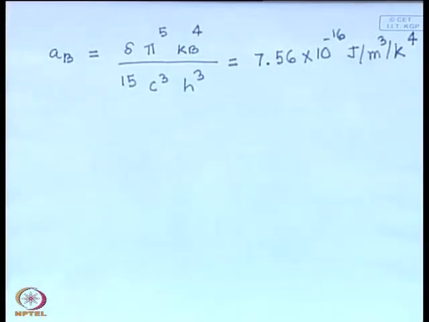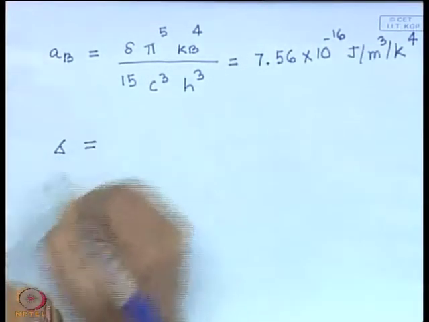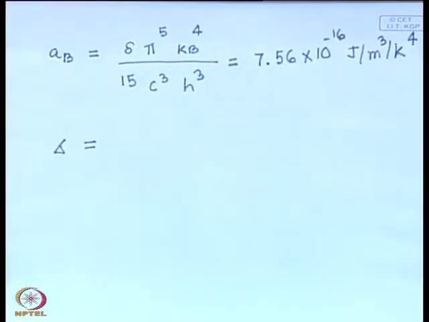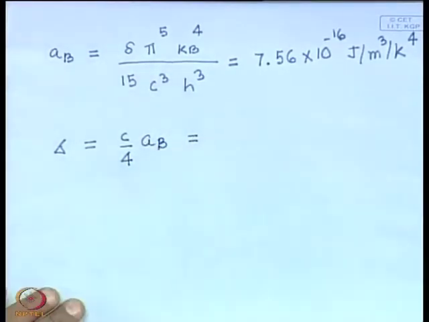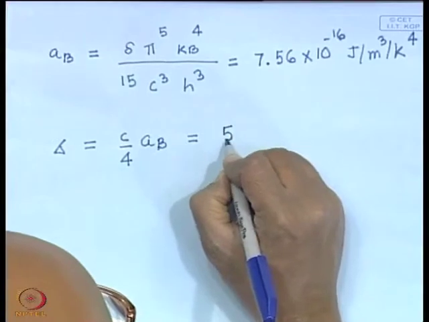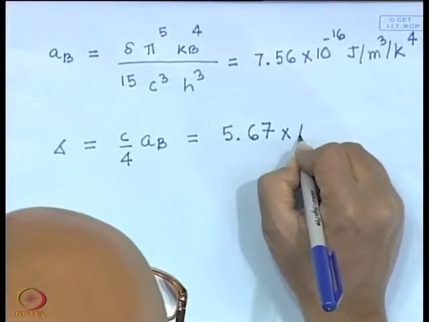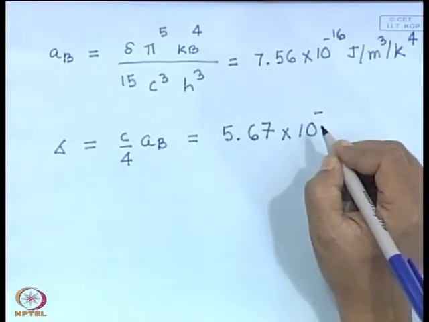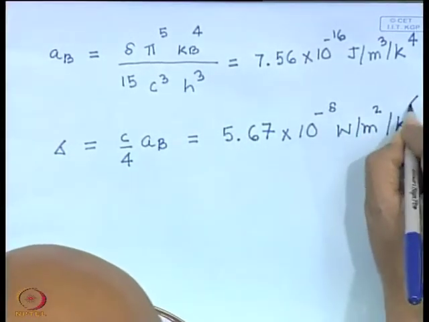So, we have worked out the Stefan constant, and we had seen earlier that the Stefan-Boltzmann constant sigma is c by 4 times the Stefan constant. And this has a value which is equal to 5.67 into 10 to the power minus 8 watts per meter square, that is the flux, per Kelvin to the power 4.